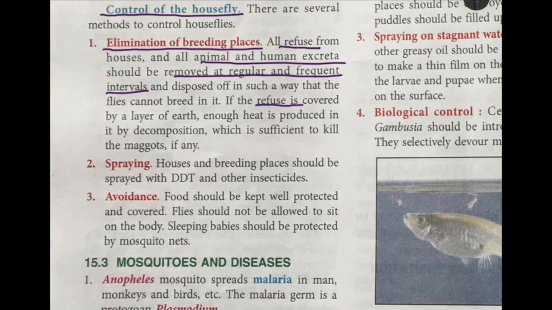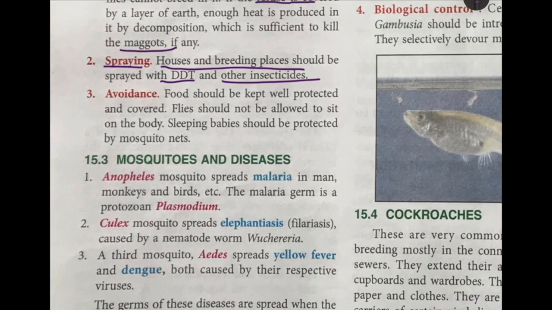So if the refuse or the dirt is covered by a layer of earth, enough heat is produced in it by decomposition. That is, when it decays, heat will be produced by the bacteria and it will kill the maggots if there are any maggots in the food. Maggots means the baby flies. Next is spraying. Houses and breeding places should be sprayed with DDT and other insecticides which kill the houseflies. And of course, the best way is to avoid it.